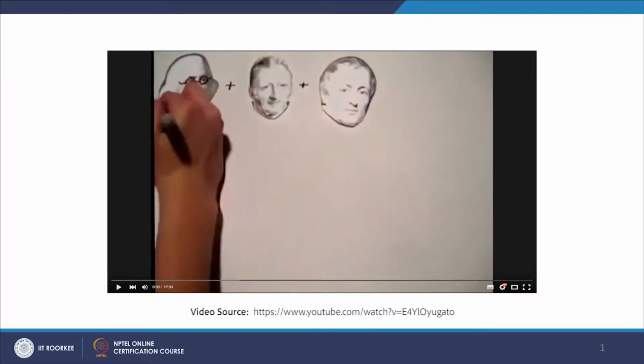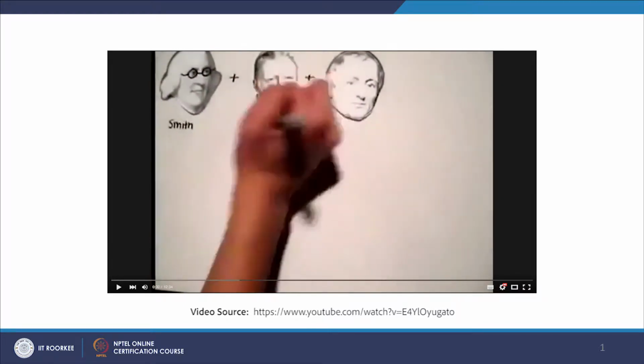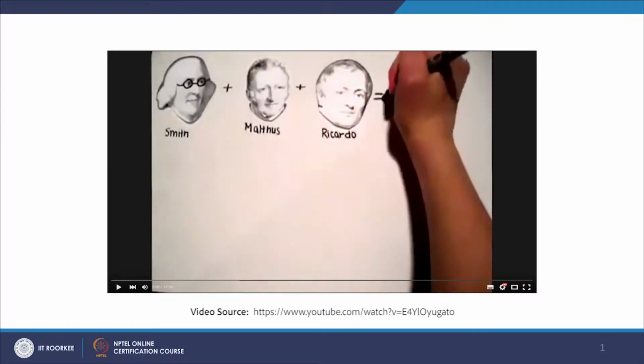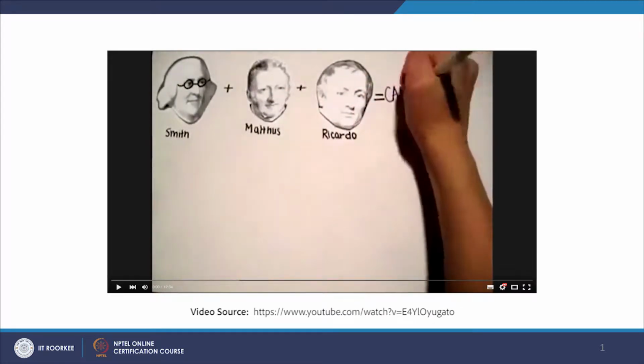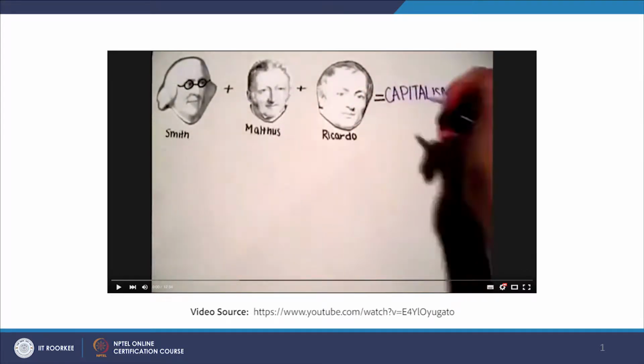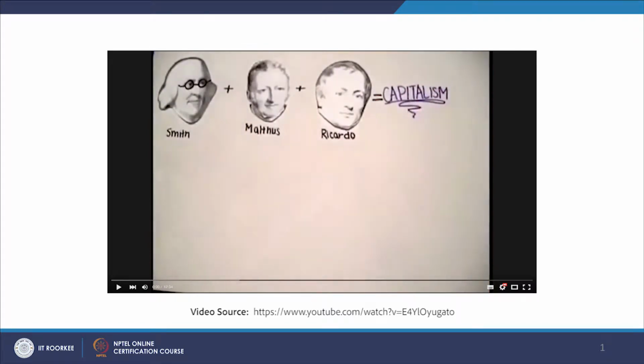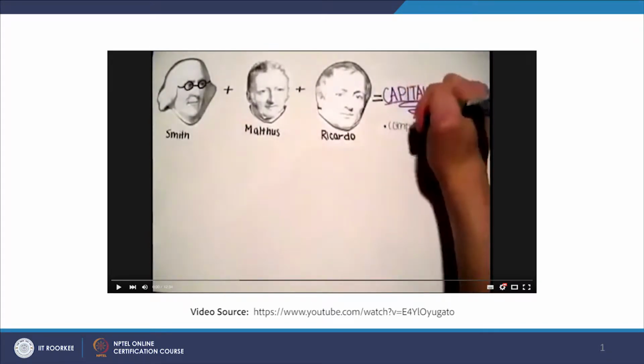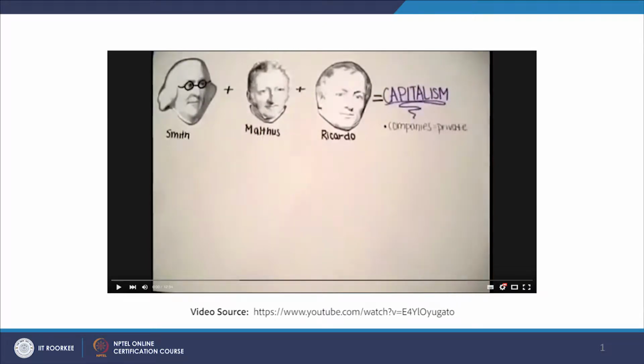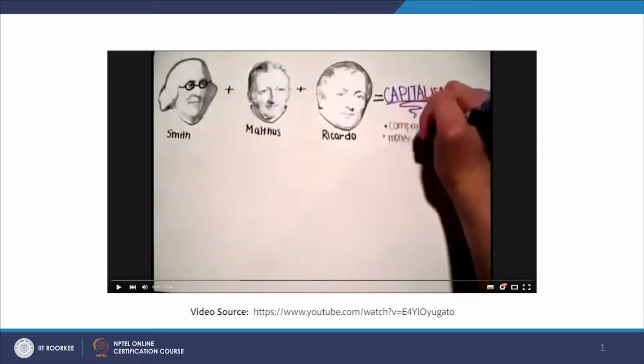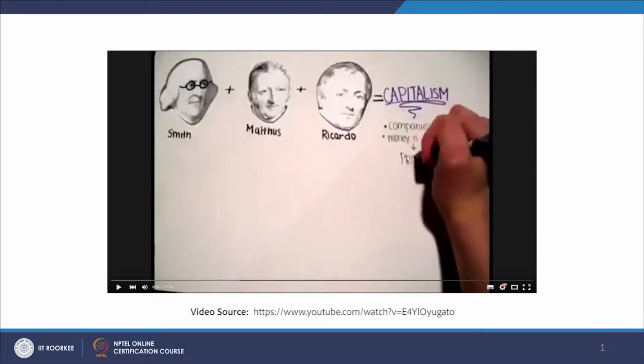A combination of Smith, Malthus, and Ricardo created a new way of thinking called capitalism. This new way of thinking thought that companies should be private and that the sole reason to invest money was to create profits.